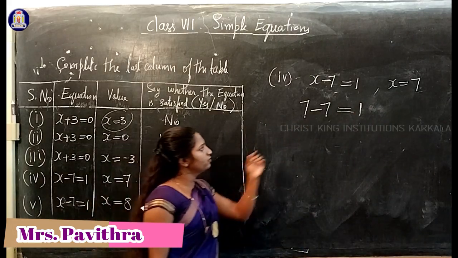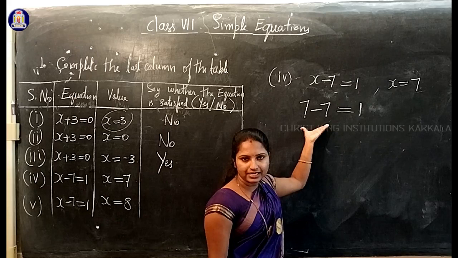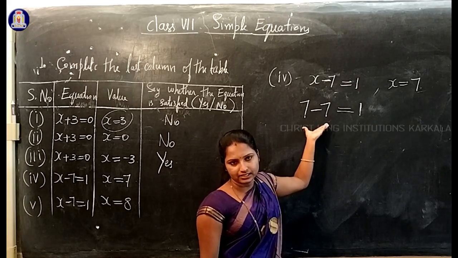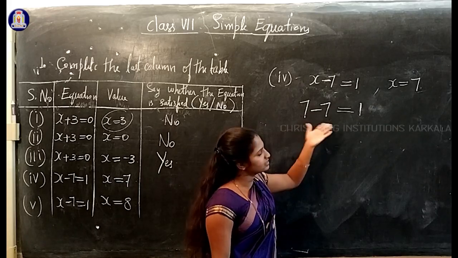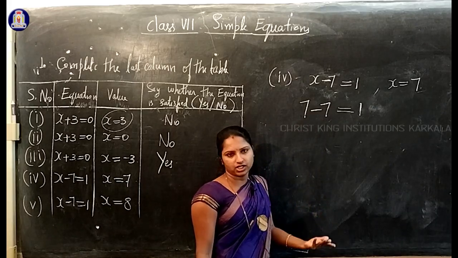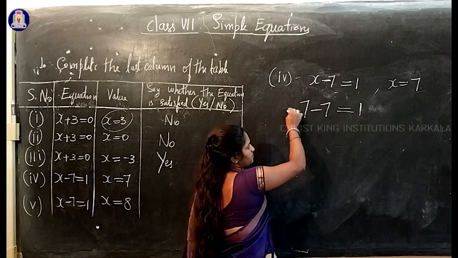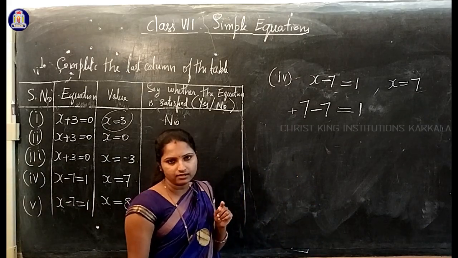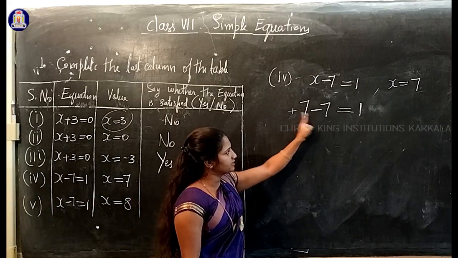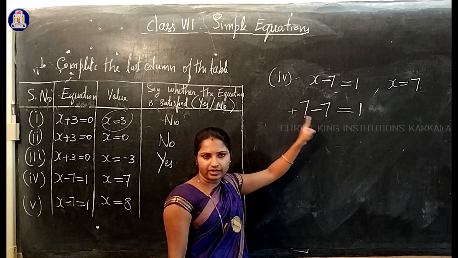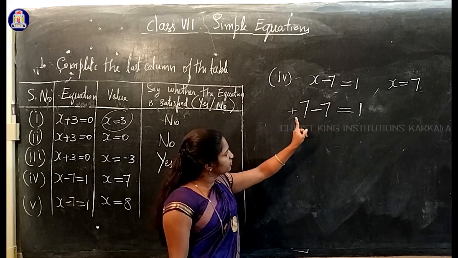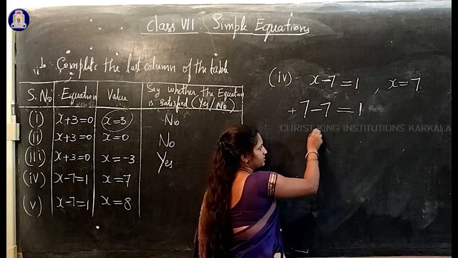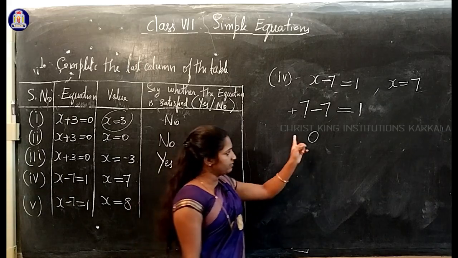Clear? So now simplify the left hand side. The left hand side is here plus 7 and minus 7. You know, plus minus, that is a different sign, right? Different sign means subtraction, same sign addition, correct? Here the sign is not mentioned, but we have to consider the sign as plus. So plus minus, different sign, subtraction. So 7 minus 7 is 0. Is it correct? Yes, 7 minus 7 is 0.